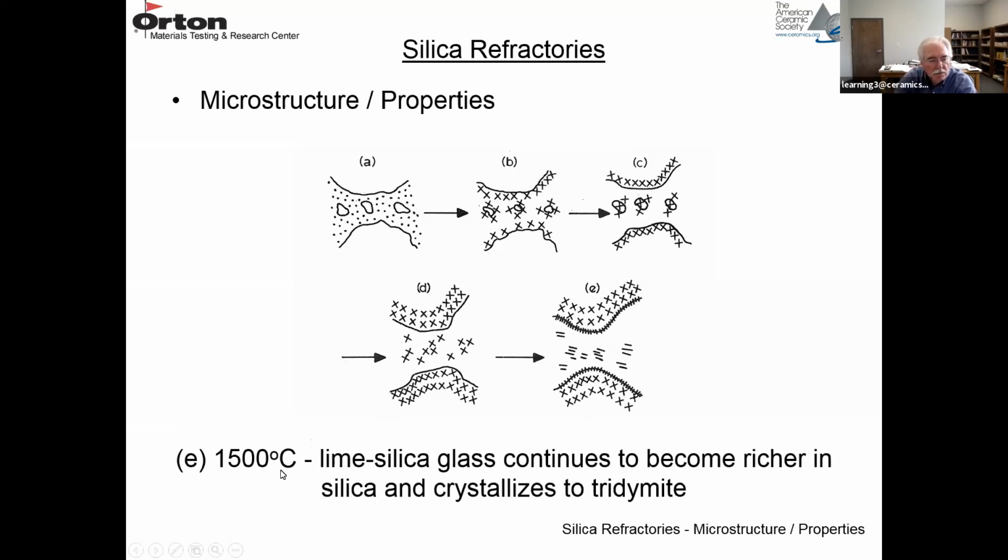And finally, after a long time at 1500 degrees C, you have the structure in E here, a lime silica glass and silica crystallizing into tridymite. So you'll end up with a mixture of cristobalite and tridymite after some time at 1500 degrees C. So all the particles should now be converted from quartz to either cristobalite or tridymite. So that's what happens when you fire a quartz material to make a silica refractory.